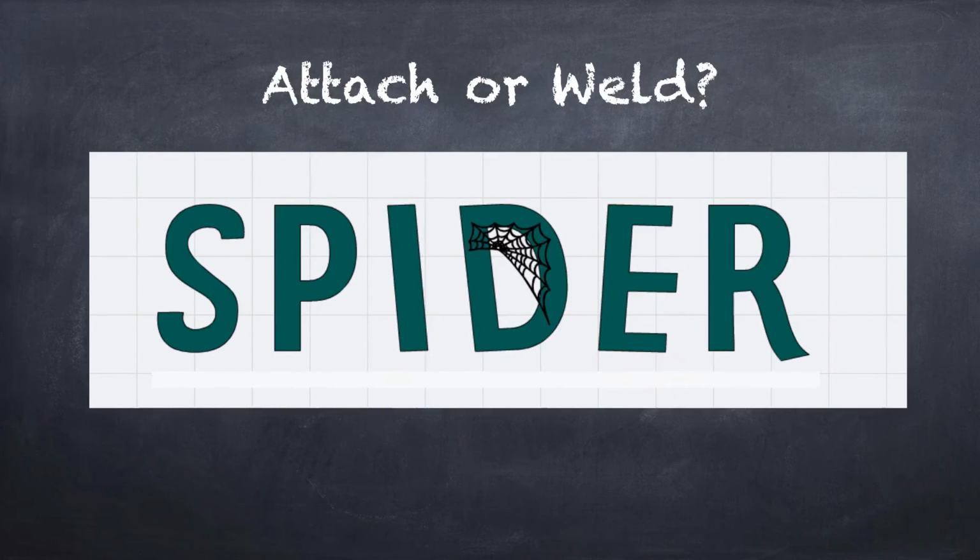Let's check out the next one. Should we attach or weld this? As you can see, we've got the spider text. We have that nice web that we got from Cricut Design Space, and we'd like to make this spider a little spooky, right? So would we attach or weld? The correct answer would be to weld it, because we're fusing those shapes together. We don't want those to all cut out separately, so the answer is weld.